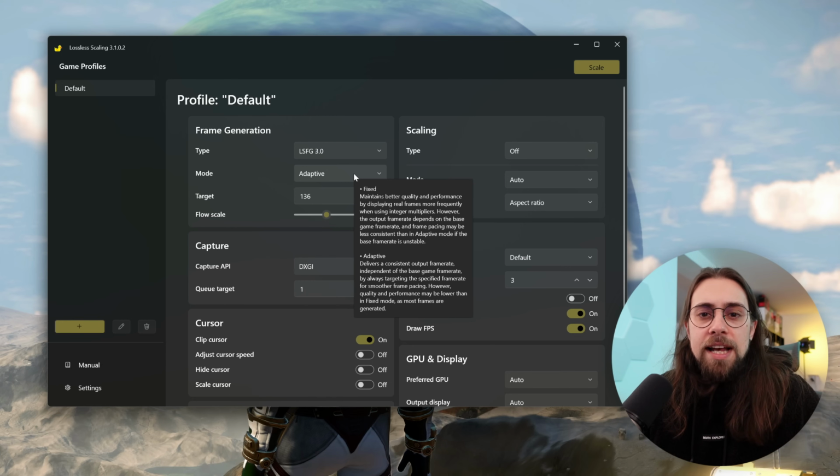But I will also be testing AFMF 2.1, and I'll be testing other things too, for you guys, like image sharpening 2, and so on.